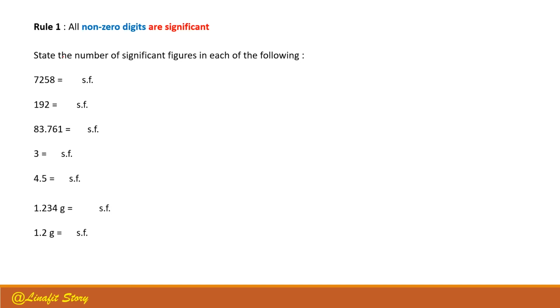Let's practice the first rule. All non-zero digits are significant. State the number of significant figures in each of the following. For example, 7,258 has 4 significant figures. 192, 3 significant figures. 83.761, 5 significant figures. 3, 1 significant figure. 4.5, 2 significant figures. 1.234 grams, 4 significant figures. 1.2 grams has 2 significant figures.